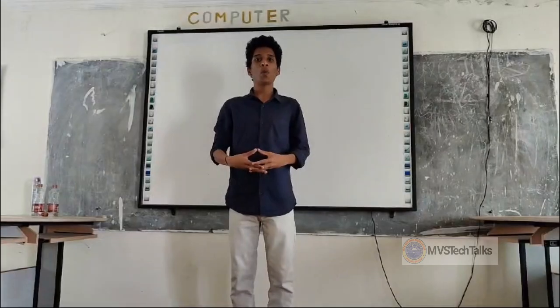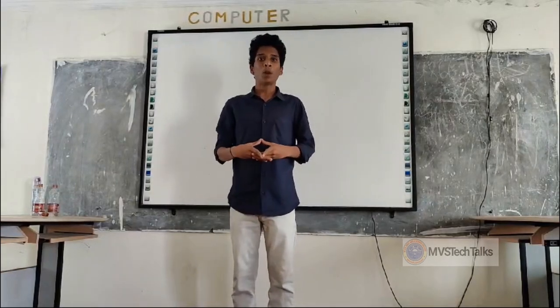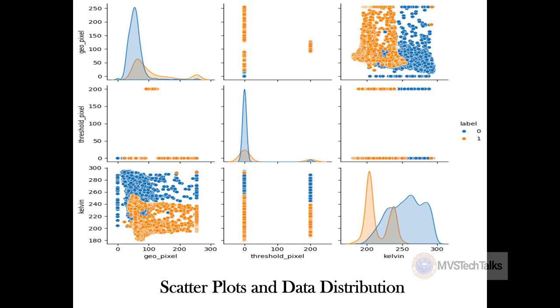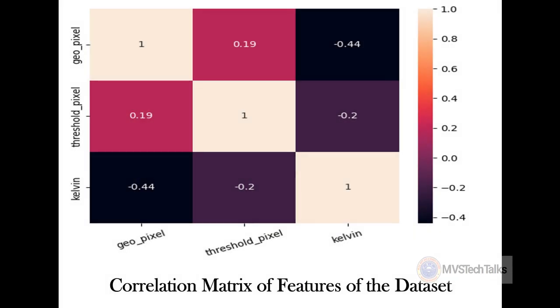Let me break down how we analyze the data. By using scatter plots, we see the relationships of satellite image, cloud top temperature and threshold data, and distinguish between lightning areas as 1 and non-lightning areas as 0. And by using distribution plots, we see how these features are spread out. And the correlation matrix helps us to choose the best feature.